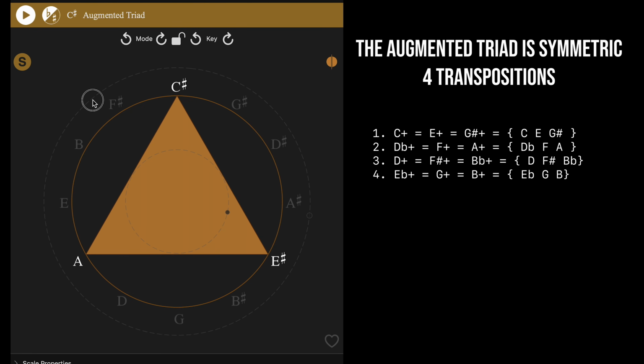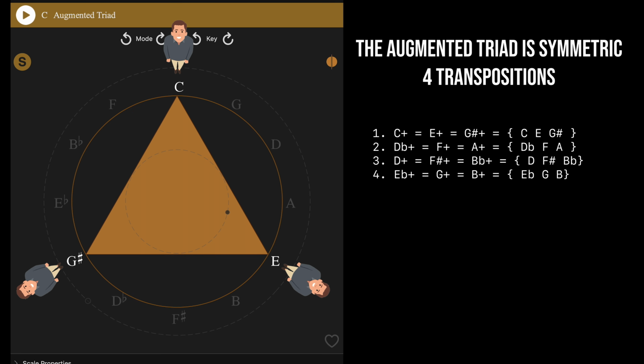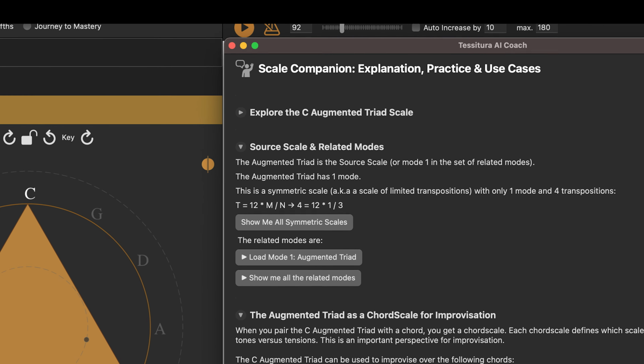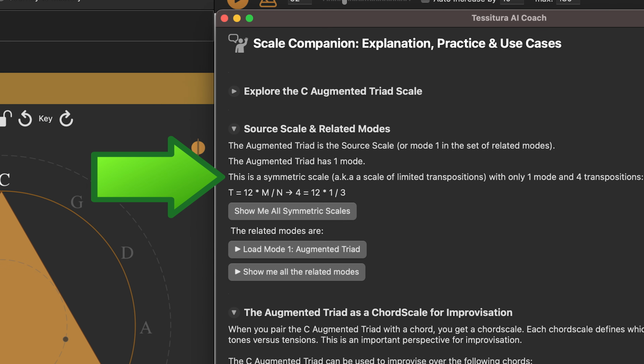We can talk about a C augmented or an E augmented or a G sharp augmented, but we can't distinguish between them because they share the same note grouping. In other words, no matter where you stand on the circle, the graph looks the same from all 3 points. As it says in the scale companion, this is a symmetric scale with 1 mode and only 4 transpositions.